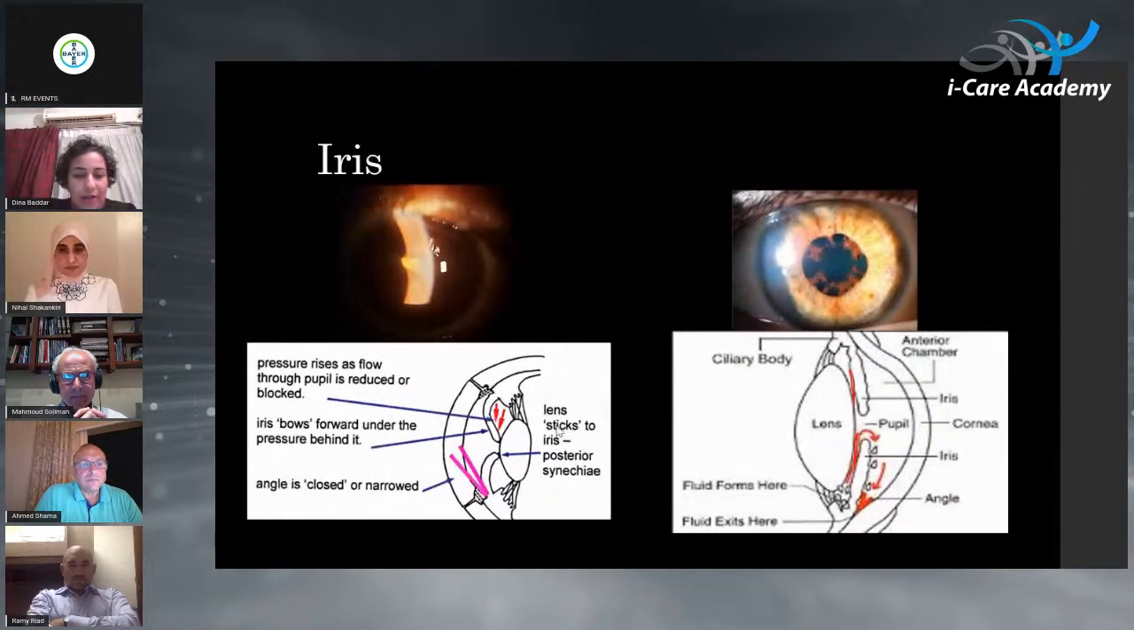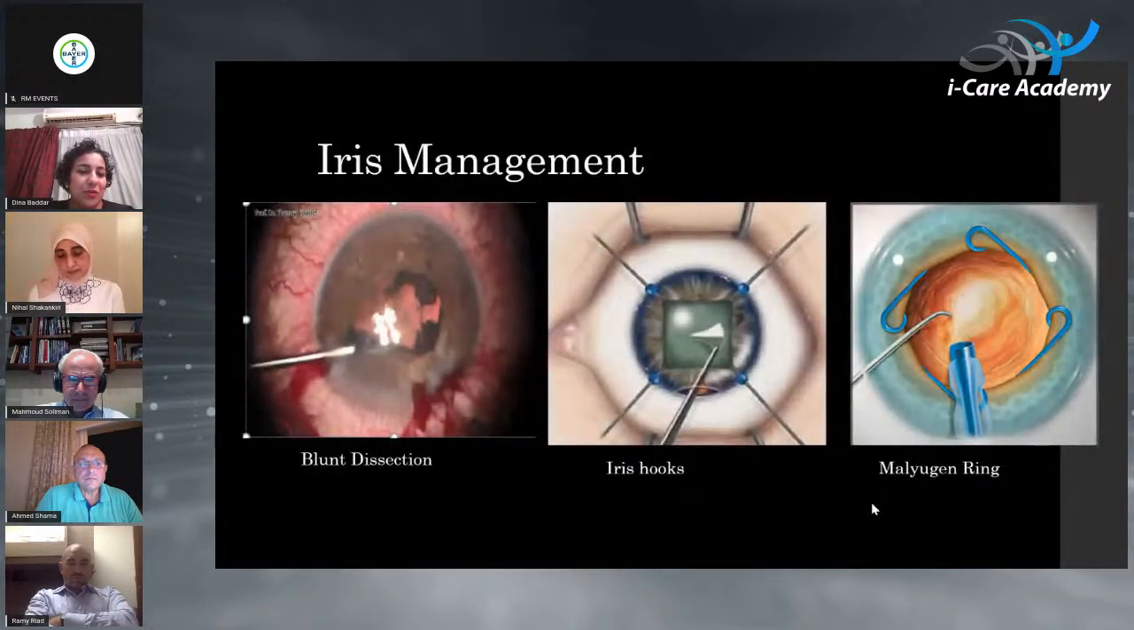Now we talk about iris. Technical issues with iris. It's either iris bombé looking like that, in which the aqueous is trapped in the posterior chamber, or with the chronic inflammation, the iris is completely stuck down to the surface of the lens, and cannot move to the angle. Okay, iris management. Now this is where I'm going to ask you all to tell me your preferred practice. Let's start with Dr. Shema. How do you manage your iris?